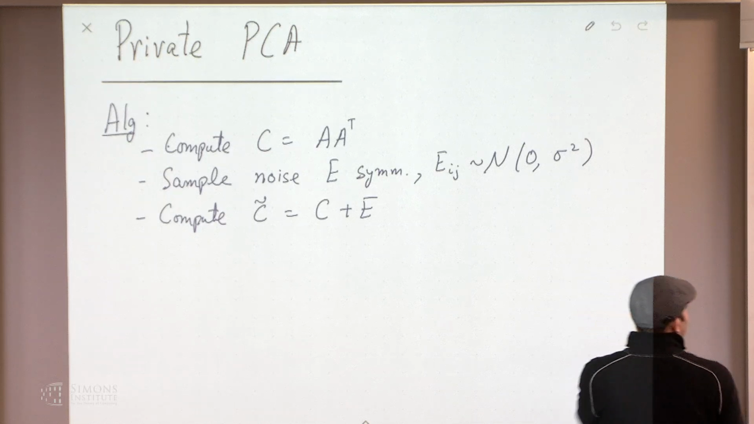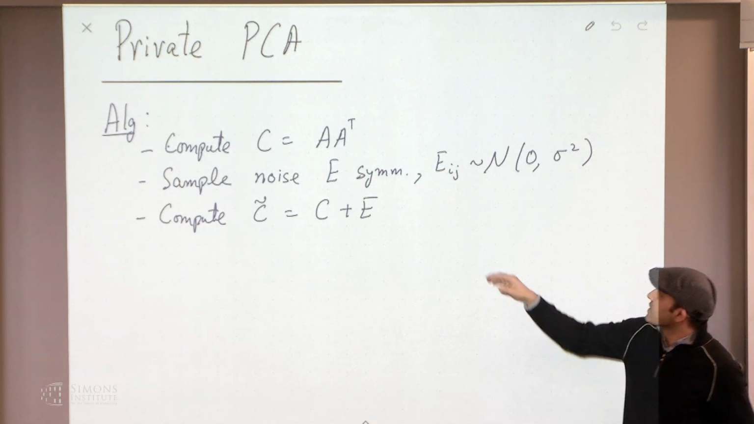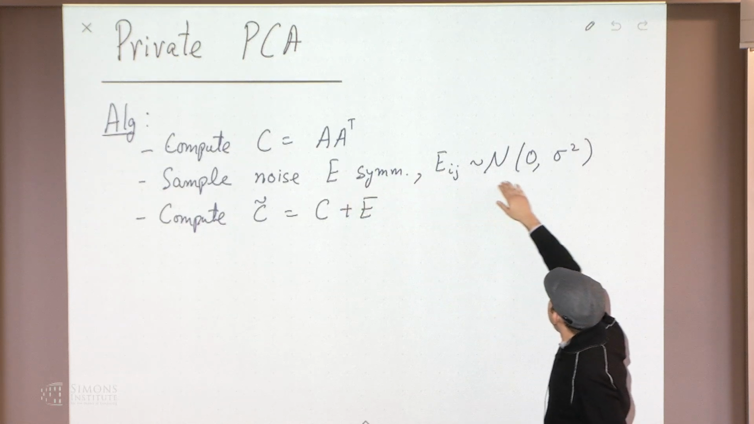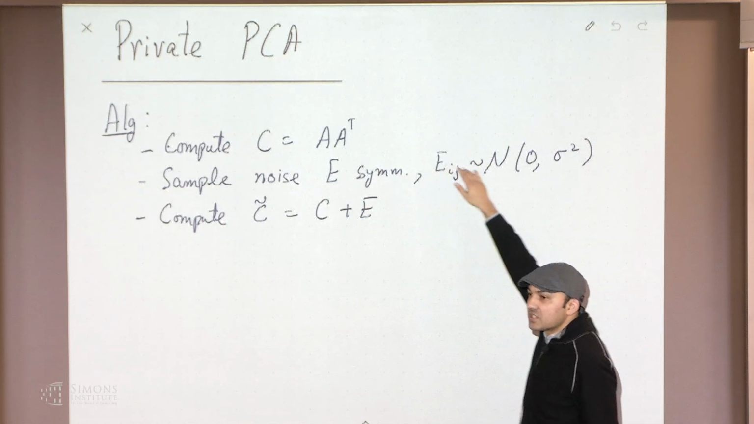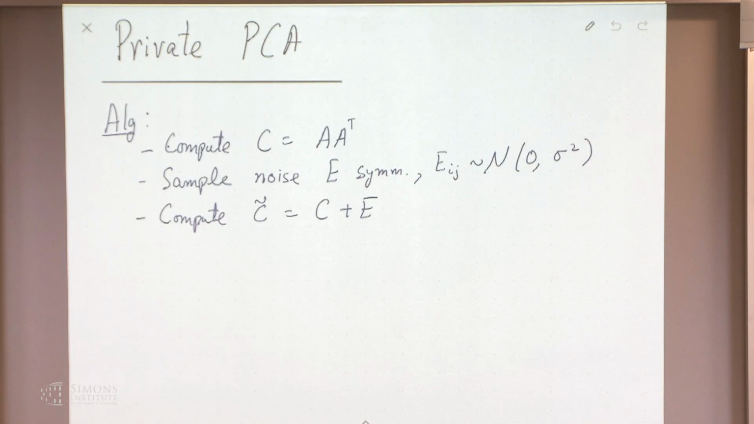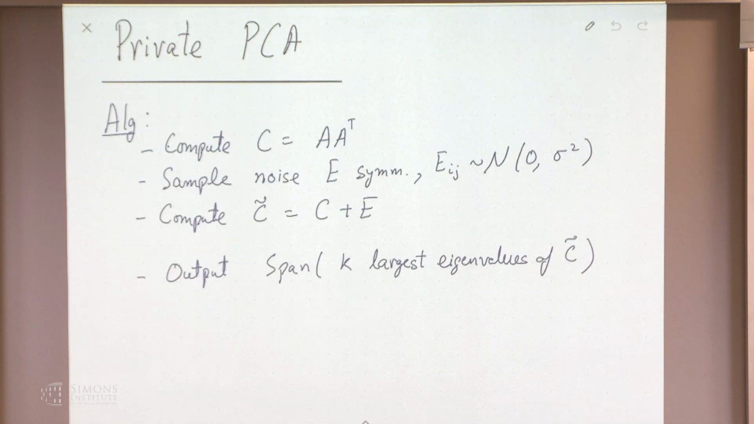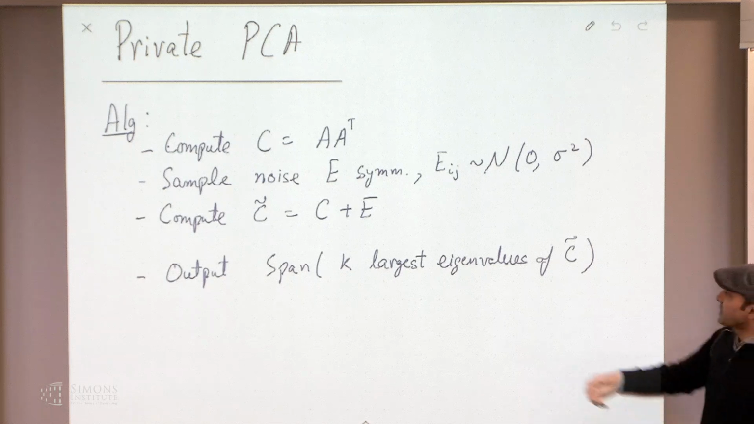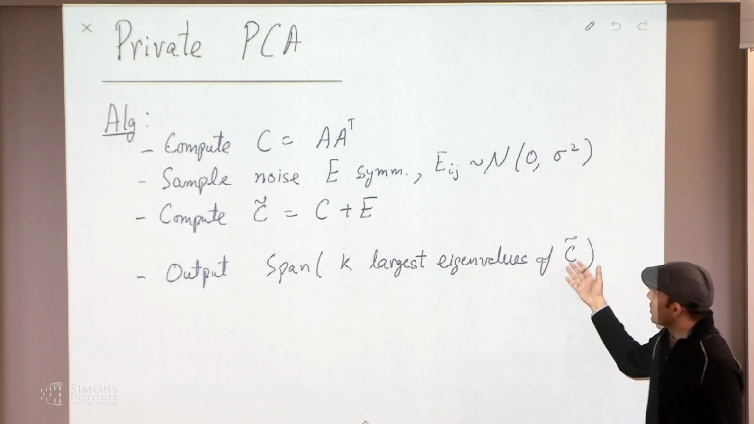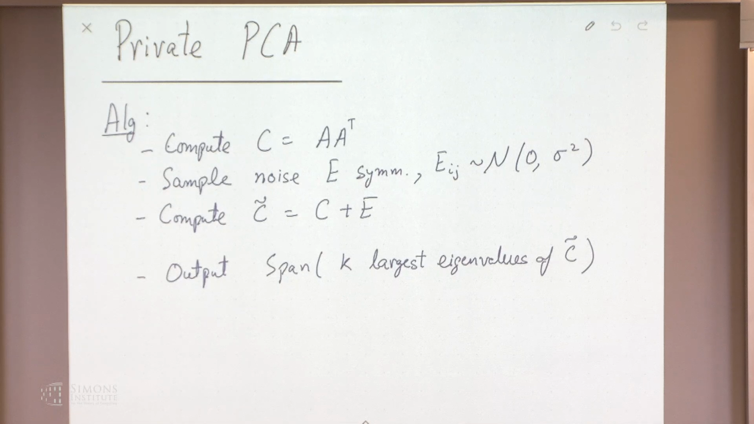So, I guess adding Gaussian noise to this part corresponds to just computing the noise matrix E, which is symmetric, and each entry is Gaussian. So C twiddle is a quantity I can now publish. And now I can take my C twiddle and do whatever I want with it. In particular, I can compute the top K subspace of C twiddle and output that. And because C is close to C twiddle, we would expect this subspace to be close to the actual subspace.